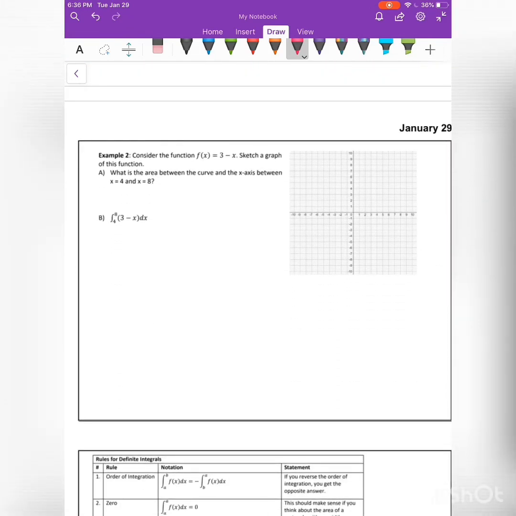All right, so here we got a new problem. We're going to sketch a graph of this. Don't forget your Algebra 1 skills here. This is a line with a y-intercept of 3 and a slope of -1. I don't know if I can draw a straight line here, but I will try. And we are finding the area underneath here from 4 to 8.